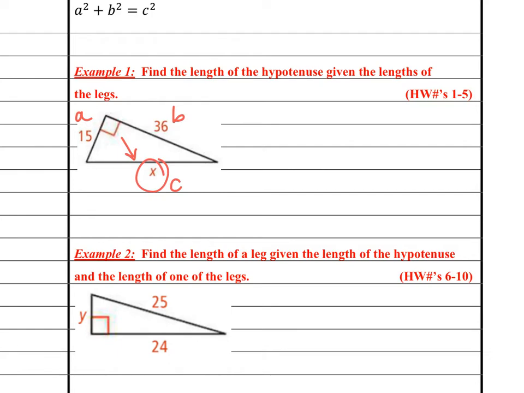X is. So we're going to write down a squared plus b squared equals c squared, which is Pythagorean theorem. Leg squared plus leg squared equals a hypotenuse squared. And then just plug in what you got. So the legs are a and b. So 15 squared plus 36 squared is equal to, you could leave it as c or change it to x. I'm going to change it to x because that's what the side says that it is.